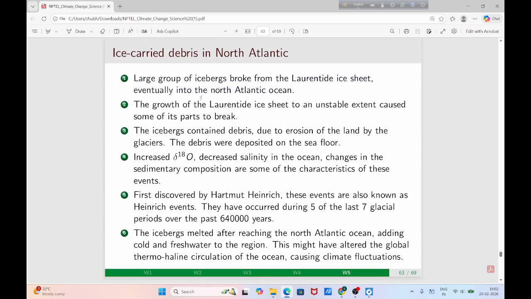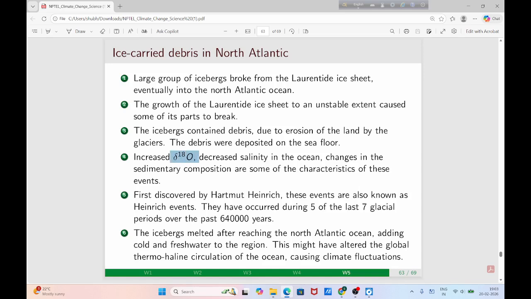The Laurentide ice sheet grew to a point such that it could not sustain its own weight. That's why it broke. It grew so big that it could not sustain its own weight, or the temperature conditions were not favorable. And icebergs contain debris due to the erosion, because ice will of course cause erosion of the land. It will carry multiple items with it. Because of the weight of the ice, they were deposited on the sea floor. Where else will it go? It has to deposit on the sea floor.